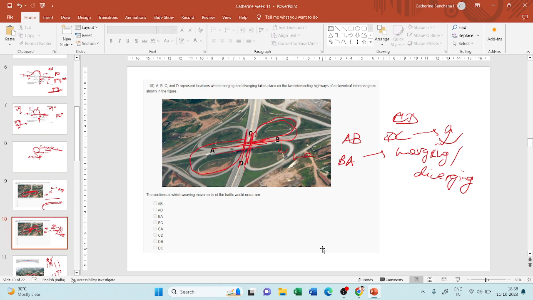So the answer to this will be A to B, B to A, C to D and D to C. Only along these stretches will you have merging and diverging actions. Other stretches, if you see, like A to D, you will not have any merging or diverging actions. The vehicle entering here will simply travel through the loop and then enter the main section. If you check the other figures, the others are just loops. Merging and diverging will always take place in the straight section.